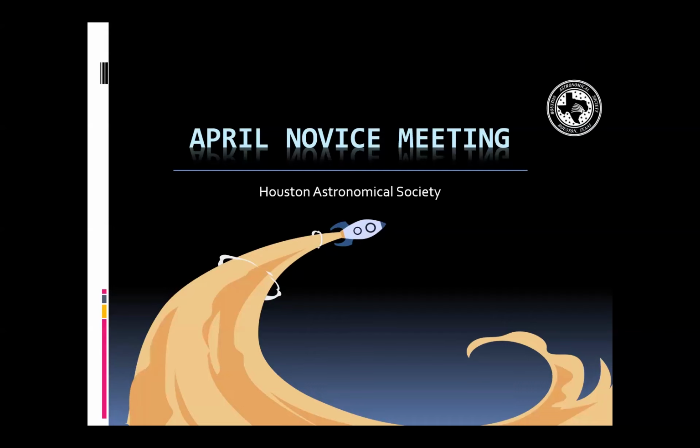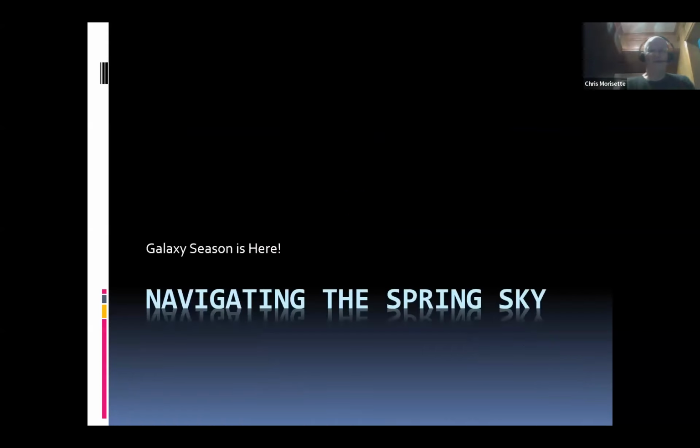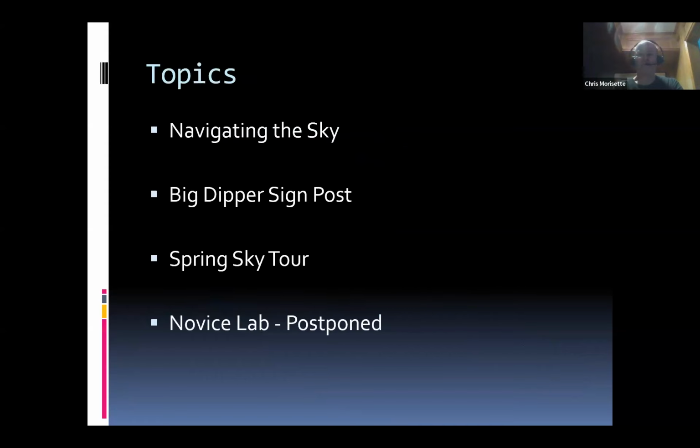All right, so without further ado, let me jump in here. Galaxy season is here, and what we're going to be talking about tonight is navigating the spring sky. The topics for tonight are some methods and resources that you could use to navigate the spring sky. We're going to talk about the Big Dipper as our signpost.